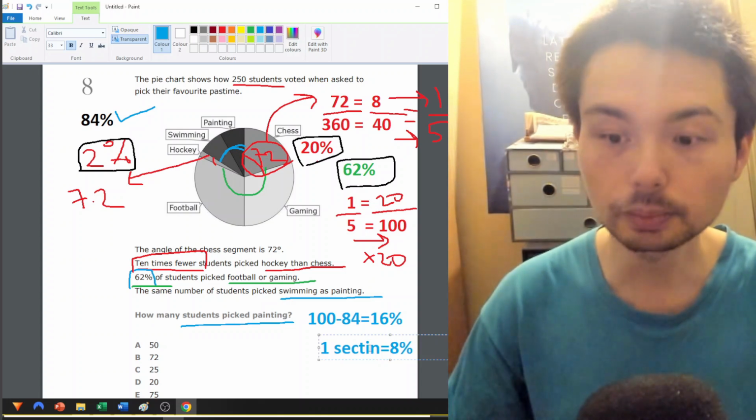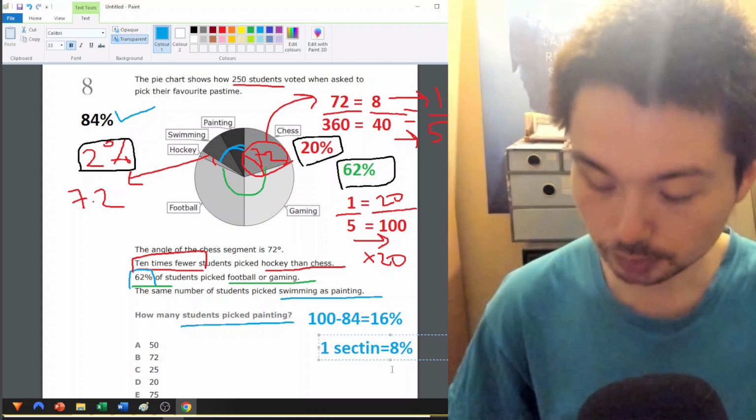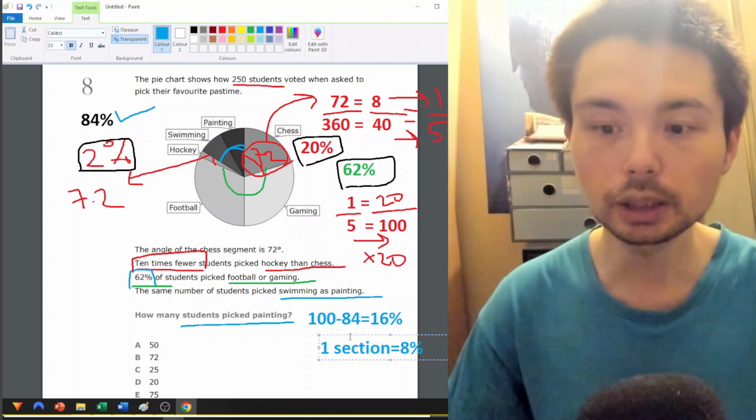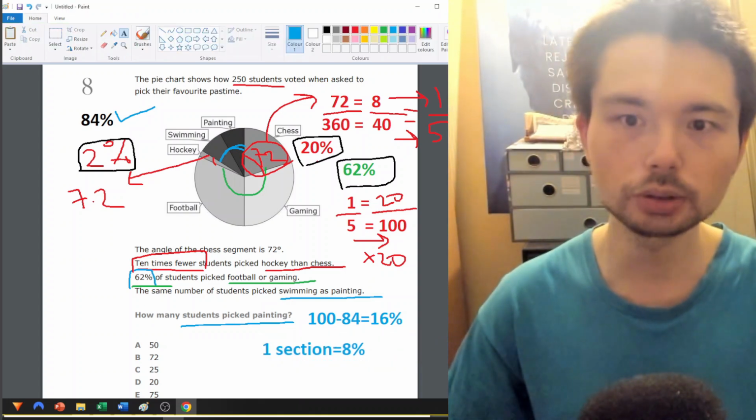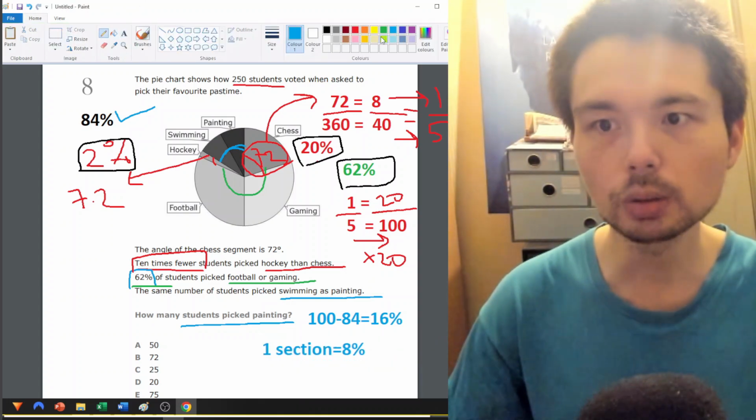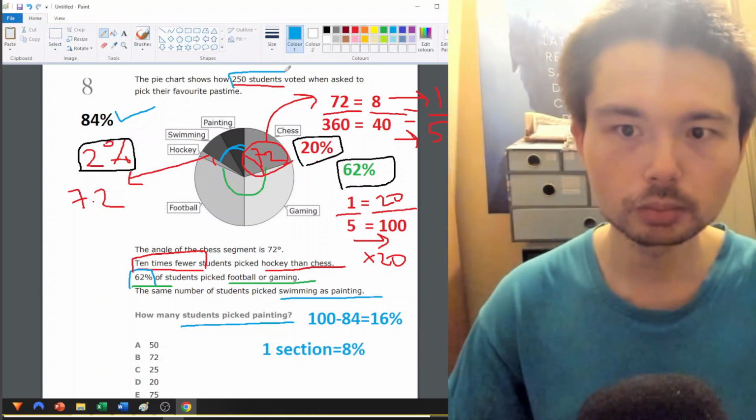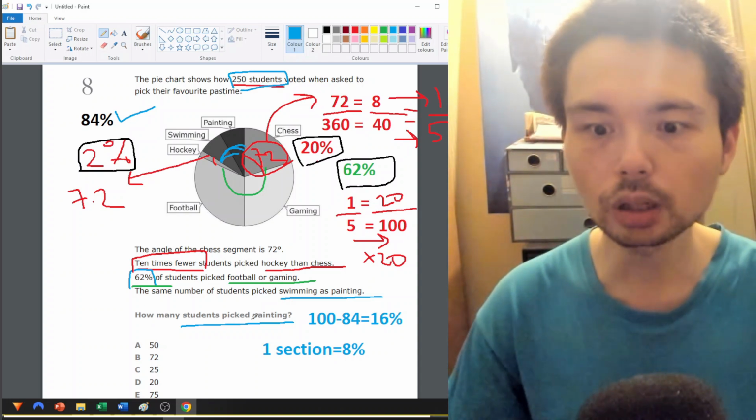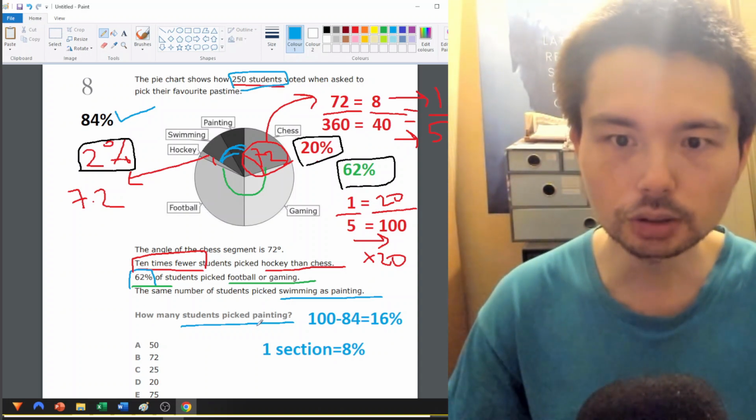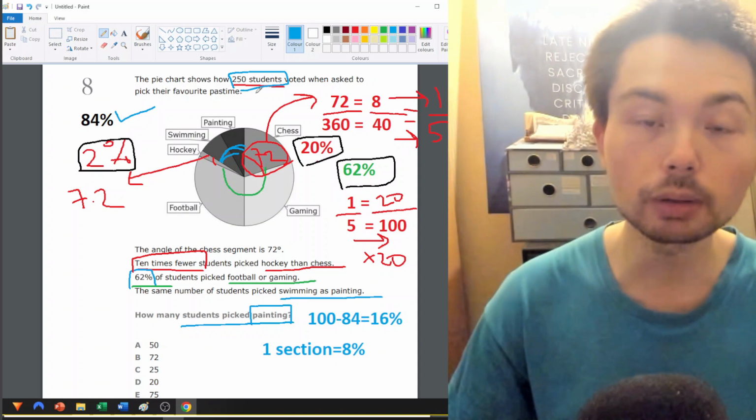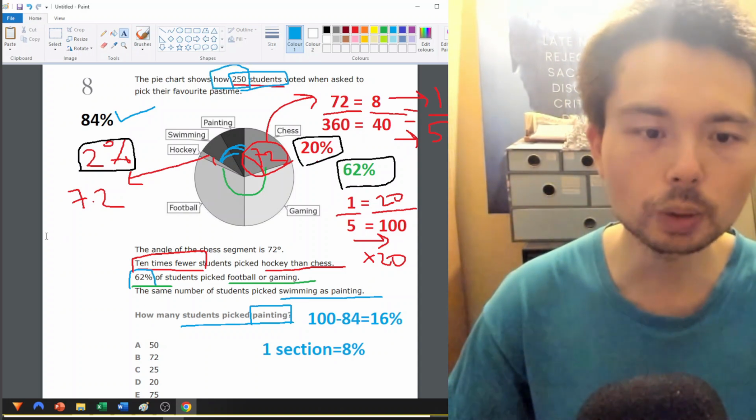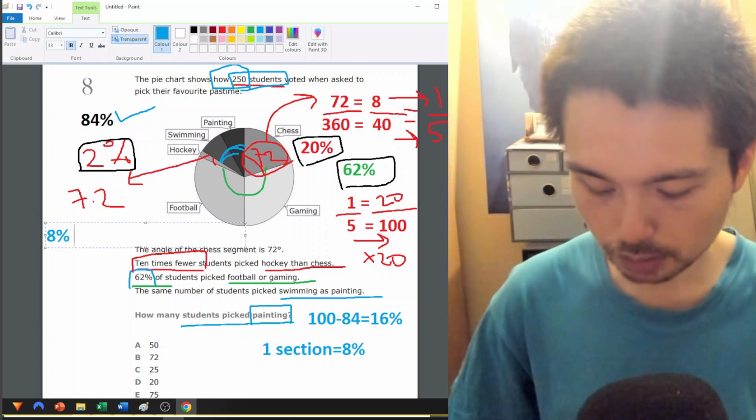Okay, we're almost done. Yeah, fair enough. Now look at the top bit. They're telling us there are 250 students. Okay, well, so what? We just care about one of the blue sections because it's asking for painting, and we know painting and swimming are the same. So let's work out 8% of what? Of our first number. It's always comparing one number with another. We're done. 8% of 250.